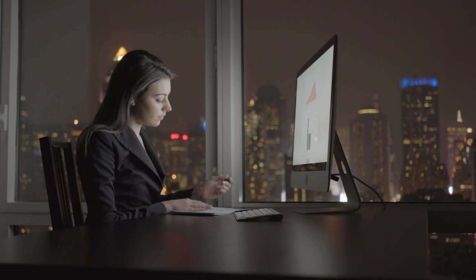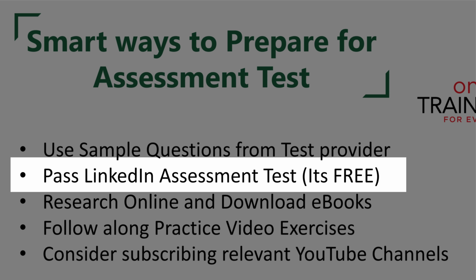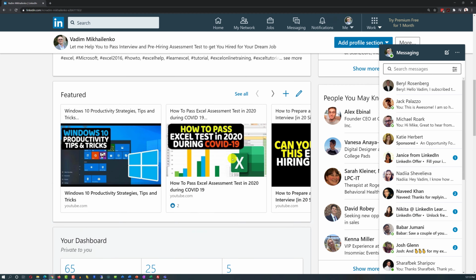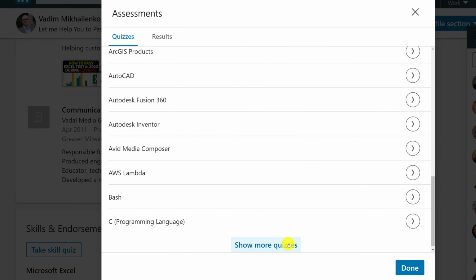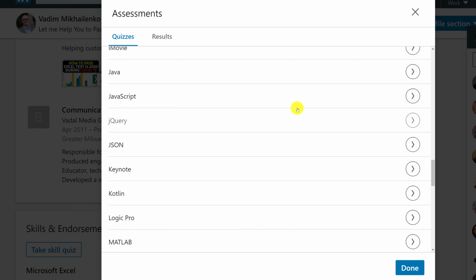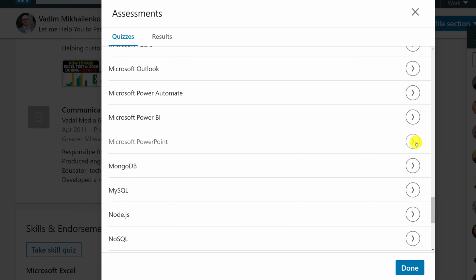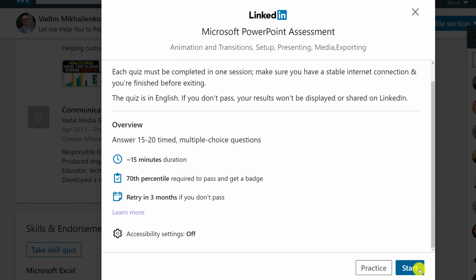You can also practice LinkedIn assessment test questions on the topic that you will be assessed. The LinkedIn test is free. It gives you exposure to the sample questions. And also, you can get a badge that will enhance your profile for potential employers.